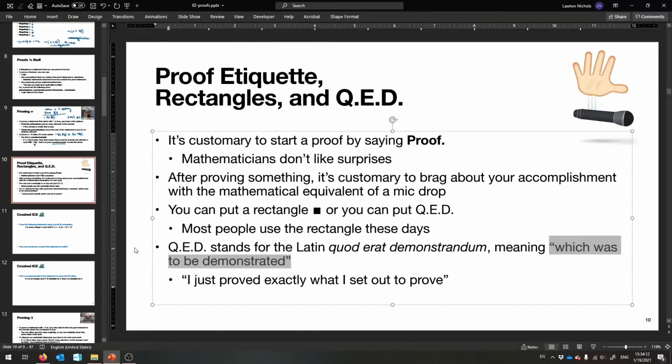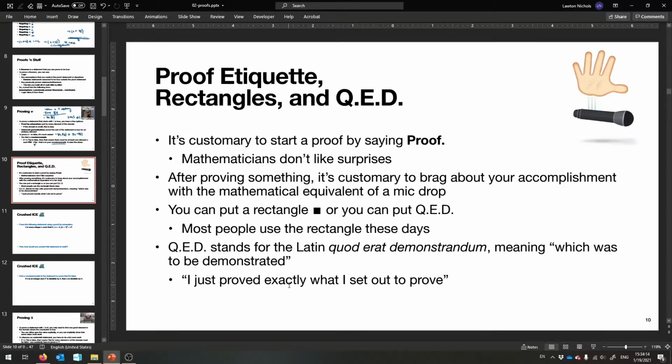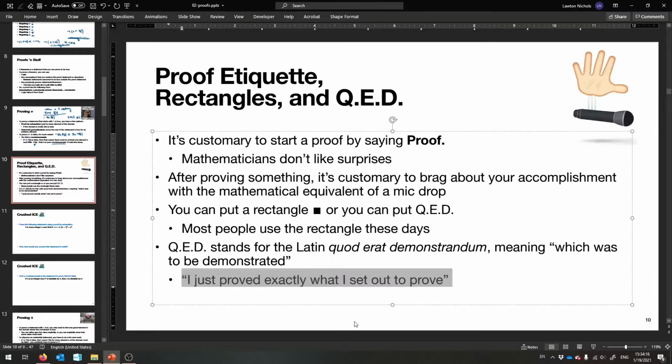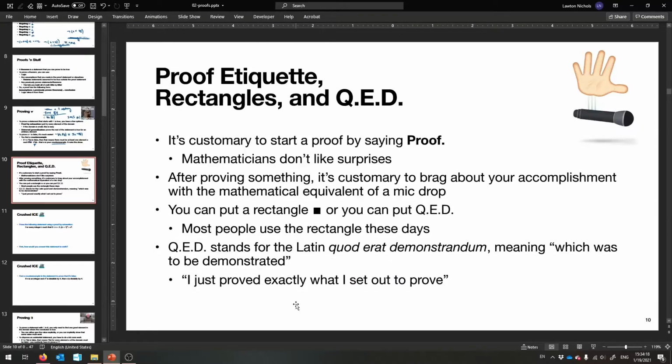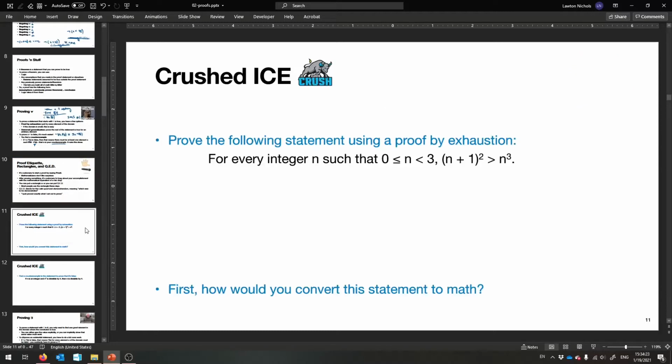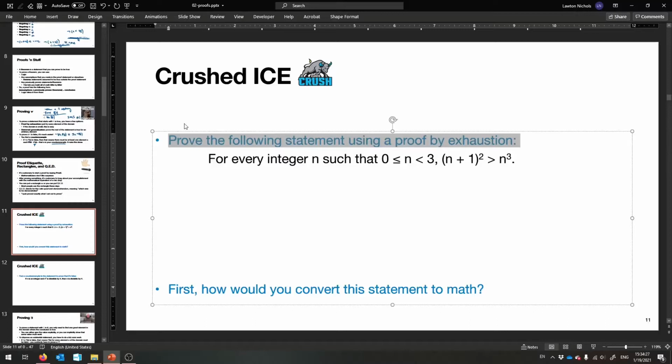Okay, so it's essentially saying that, whatever I was trying to prove, I just proved it. All right, so that is how you structure a proof. And so now I'm going to ask you to write one. I want you to prove the following statement using a proof by exhaustion.